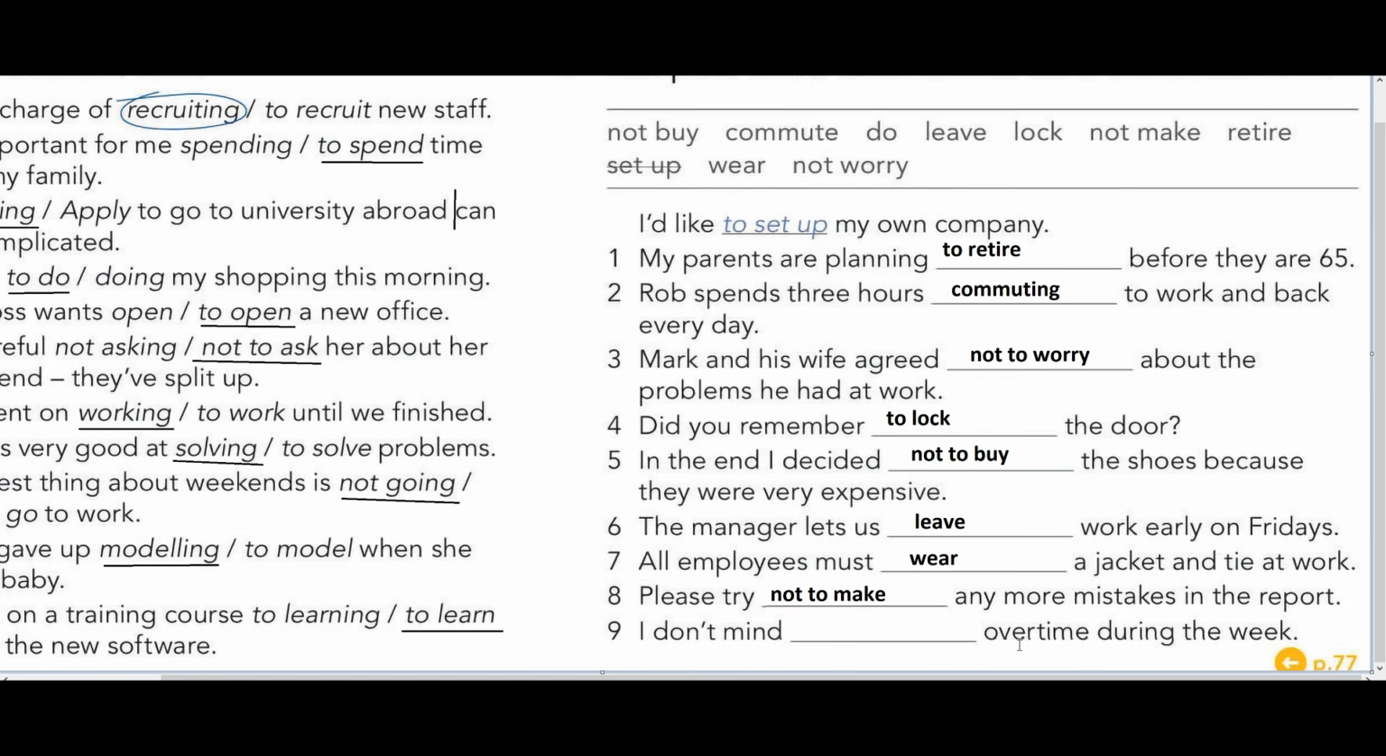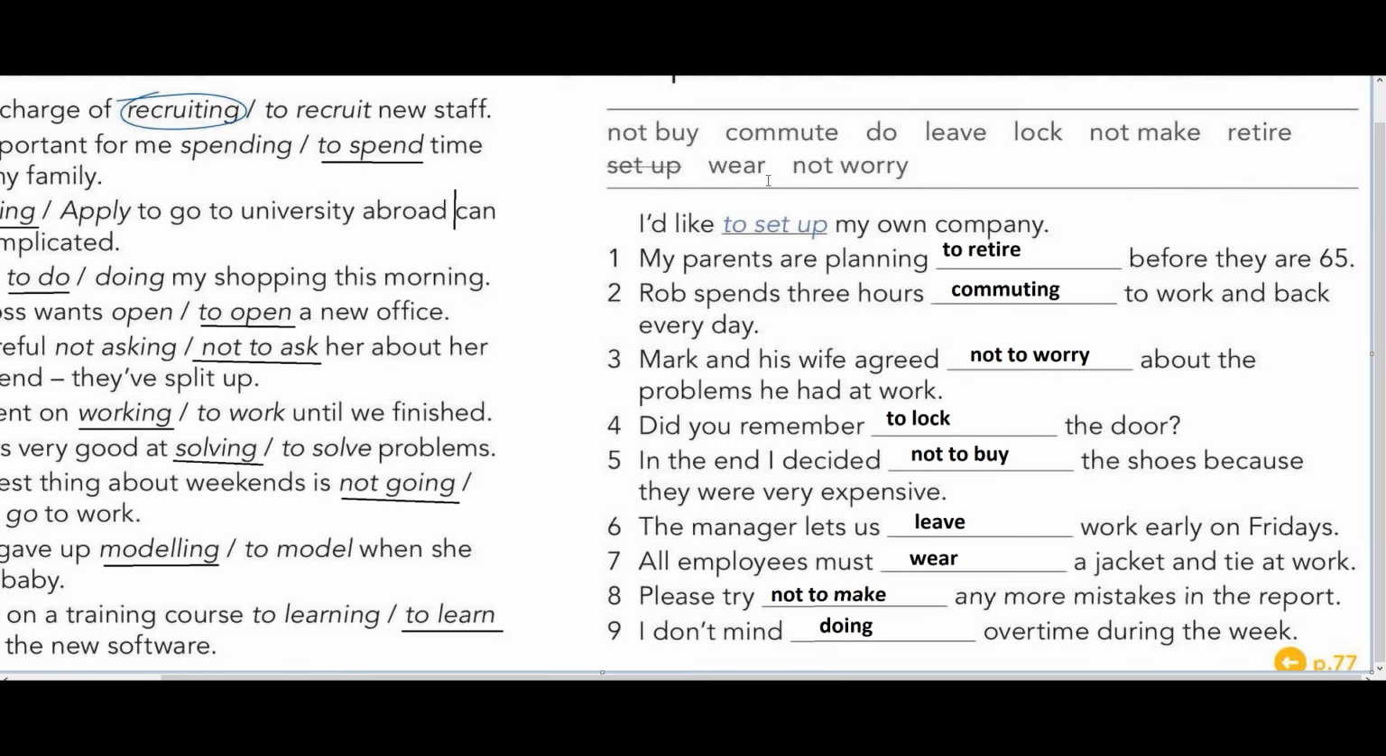And I don't mind overtime during the week. Maybe working. Retire, commute, wearing, not worry, not buy, sorry. I don't mind doing overtime during the week. Look, after mind, don't mind doing something. I don't mind cleaning the windows. I don't mind eating sushi and something like that. We express like, we don't like it maybe, but we don't hate it. So it's completely okay to do something. I don't mind doing overtime during the week.